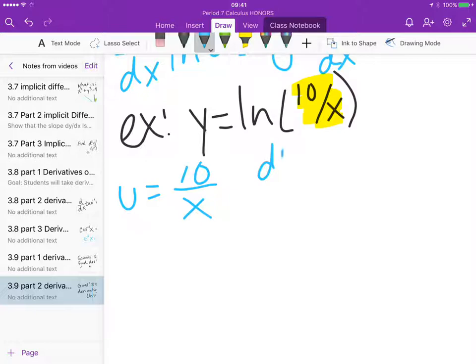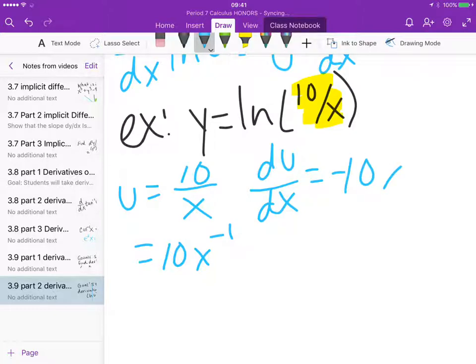If I want to find out what du dx is, let's take this one step further and make u 10 times x to the negative 1. Why? Because it's going to be a little bit easier to find the derivative of 10 times x to the negative 1. So when I find the derivative, it's just our power rule. Negative 1 times 10 becomes negative 10, and then subtracting 1 becomes negative 2 for our exponent. So if you want, you can keep it as negative 10 over x squared.